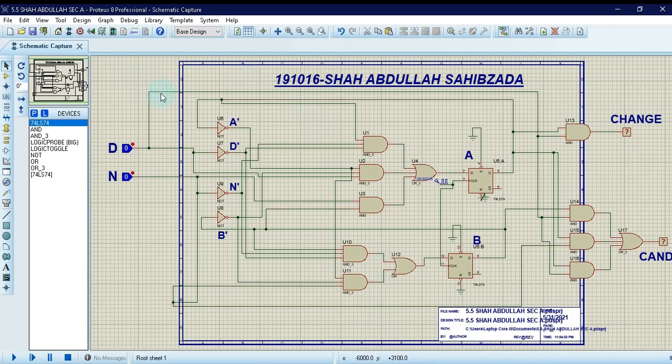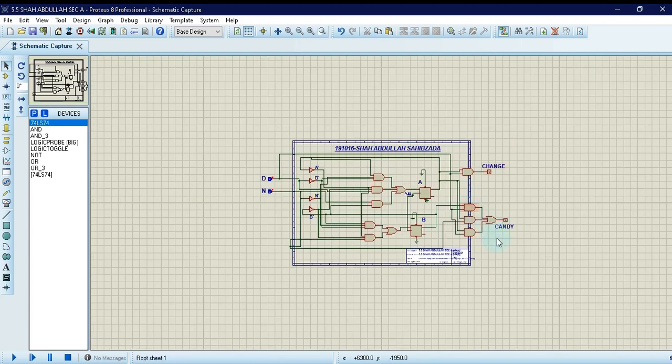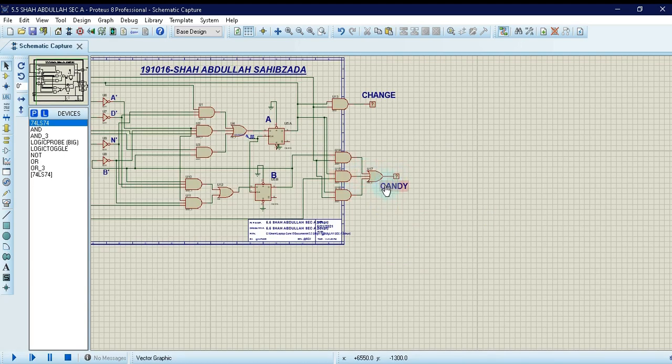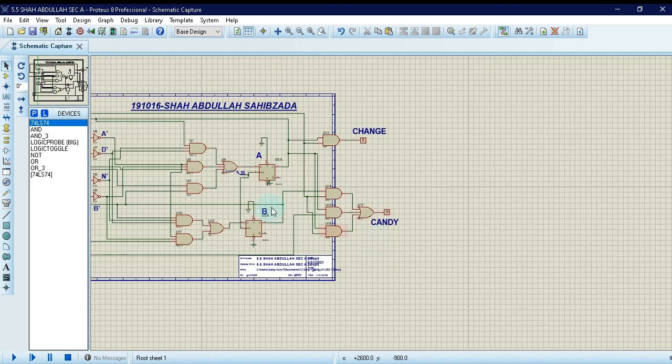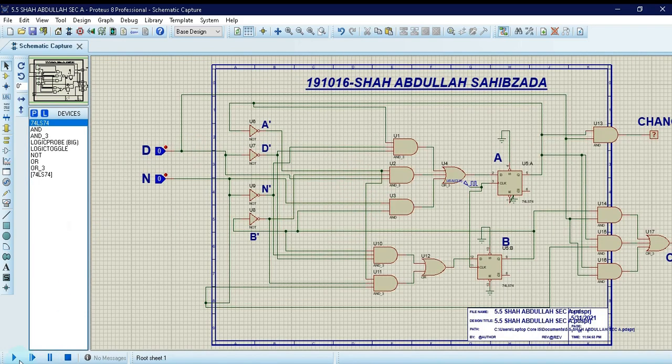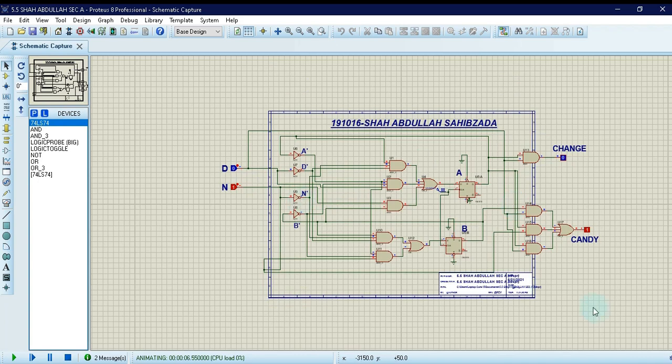Now we shall continue towards our simulation on Proteus. As we can see here, D and N are our two inputs. This is our logic combinational circuit for the sequential design of the vending machine. This is for our change, and this is for the candy which will be given to us. Now if we give input high to one of our inputs, that is for N, if we give 1, then it gives us candy.